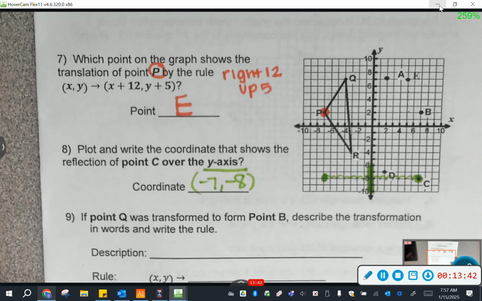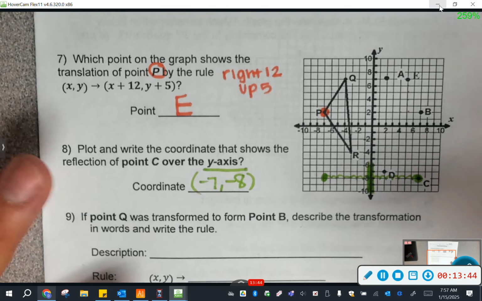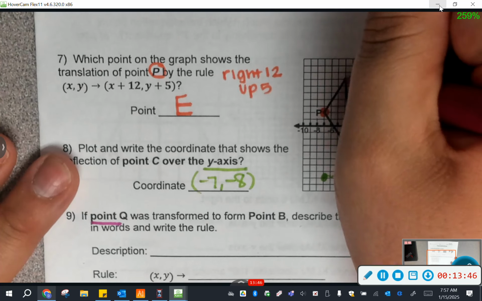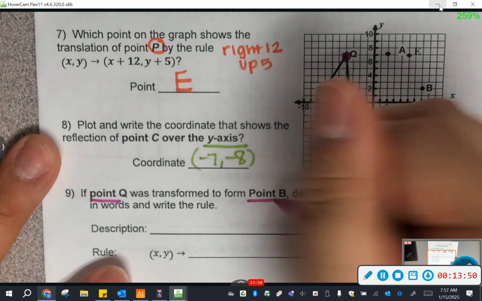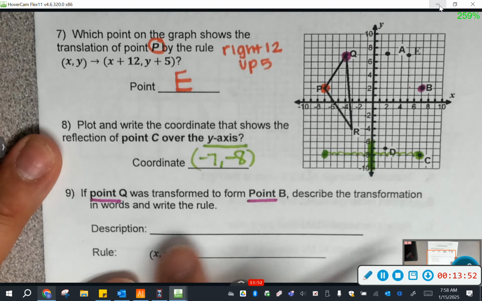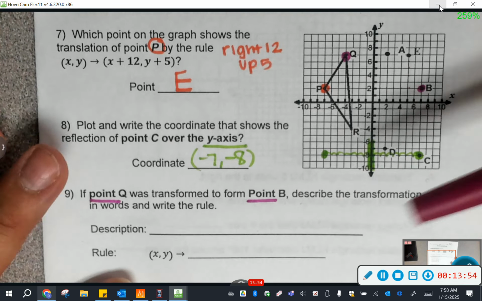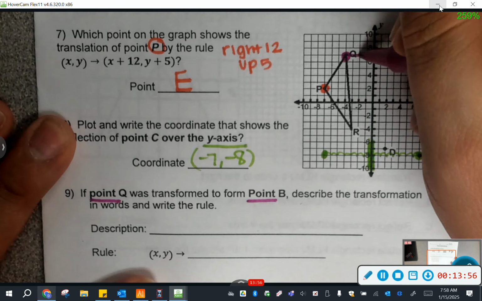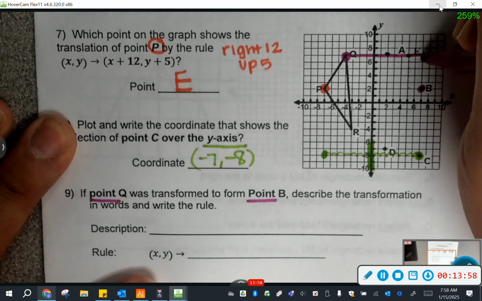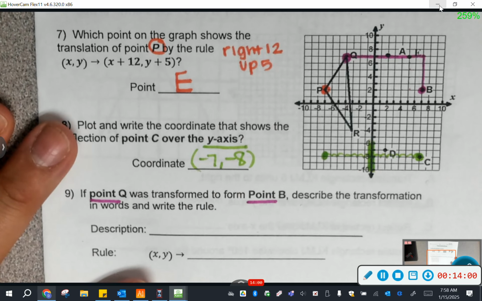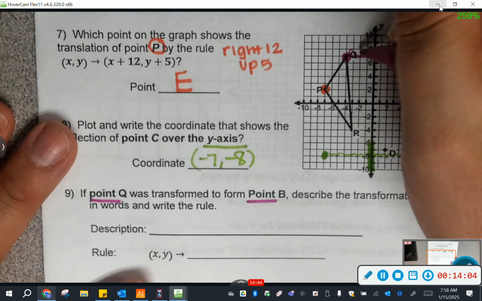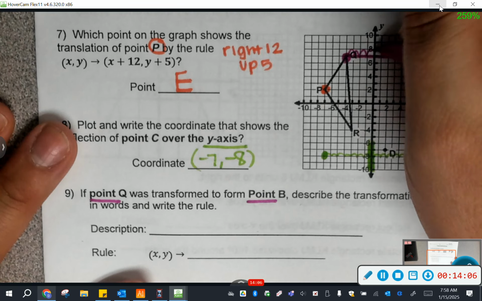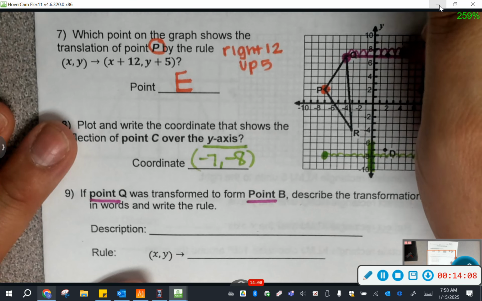The last one wants to know, if you are point Q, so I'm going to bold Q, and then you end up at point B, how do you get from Q to B? Well, what am I going to do? I'm just going to count and go right. 1, 2, 3, 4, 5, 6, 7, 8, 9, 10.